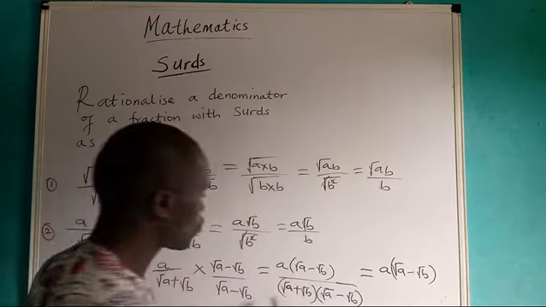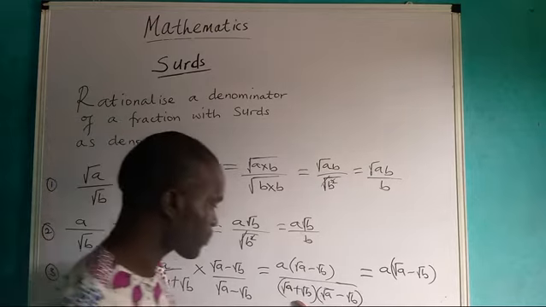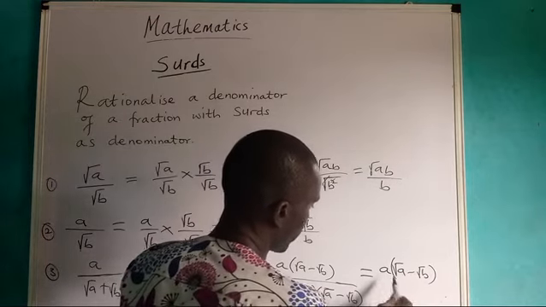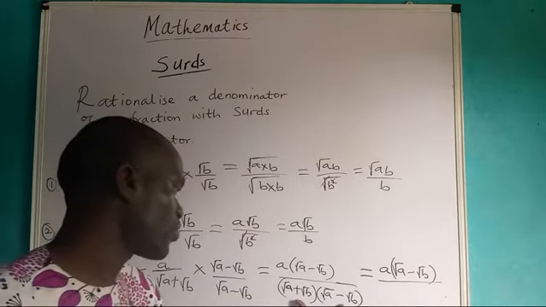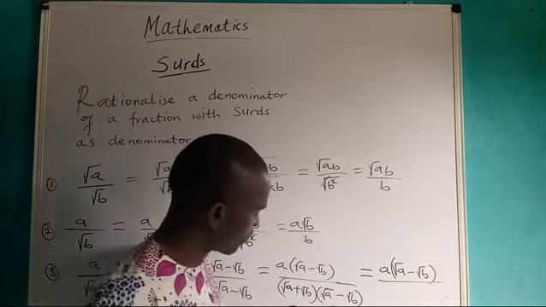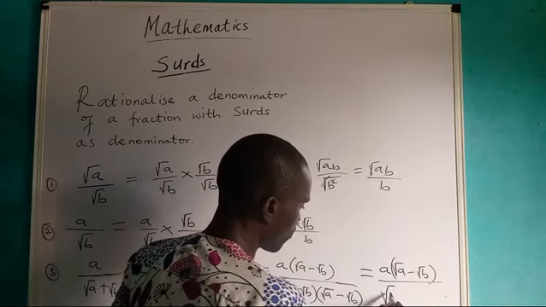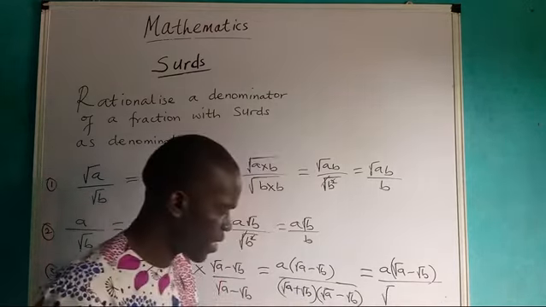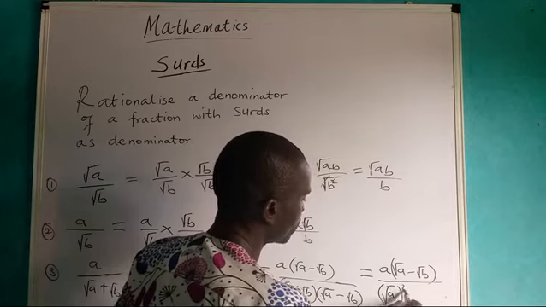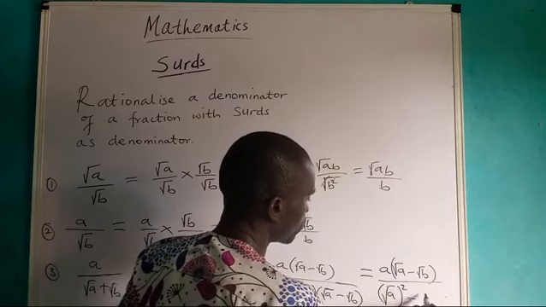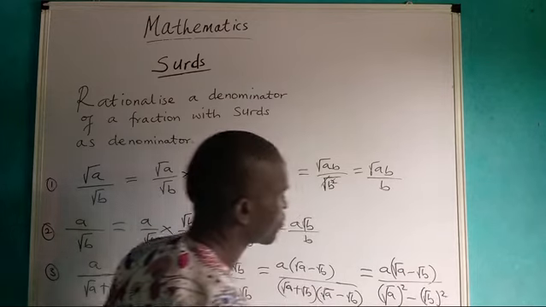I'm leaving it like this. For the denominator, remember we have to expand. This one is a difference of two squares, and you know that when you expand it, we are going to have root A squared minus root B squared. That is what we are going to have at the end.